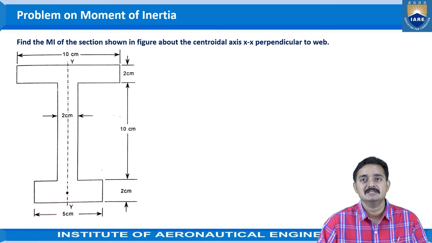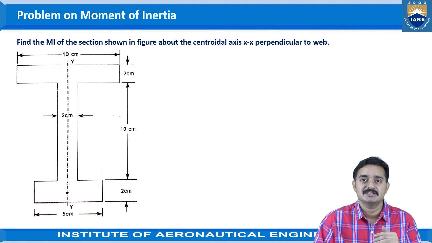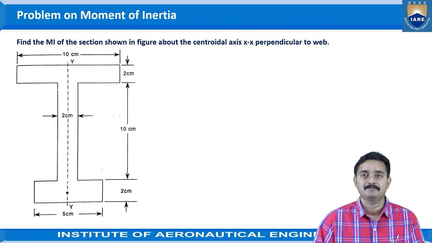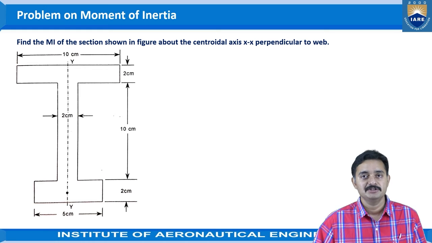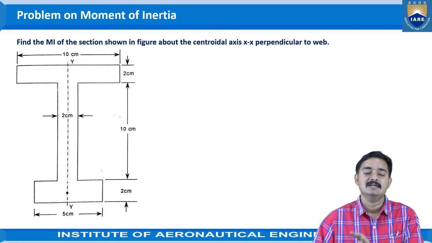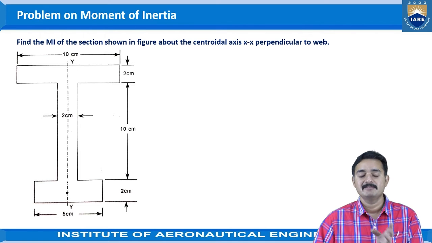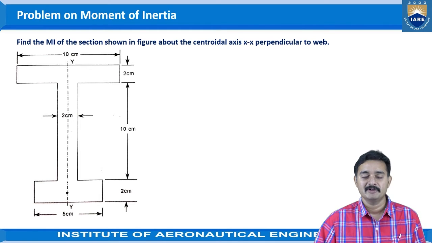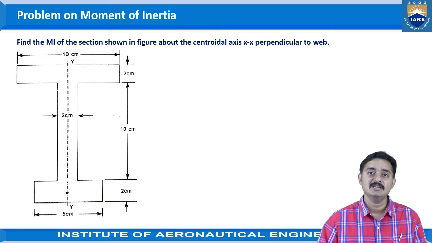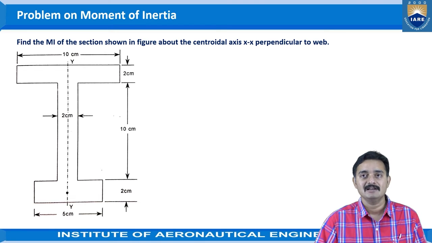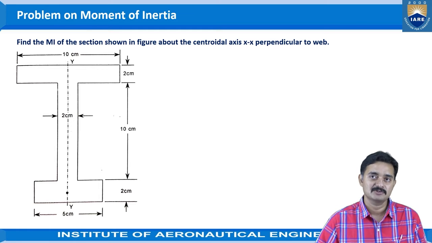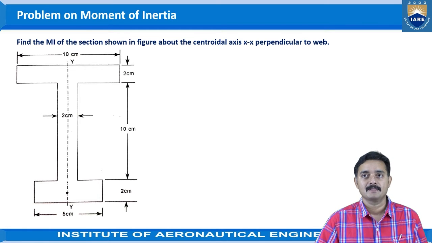Then we will consider the moment of inertia about the centroidal axis of all the individual sections, and then we will convert this using the parallel axis theorem. We will convert this moment of inertia about the centroidal axis to the final moment of inertia of the complete section. So that is the procedure which we will adopt.